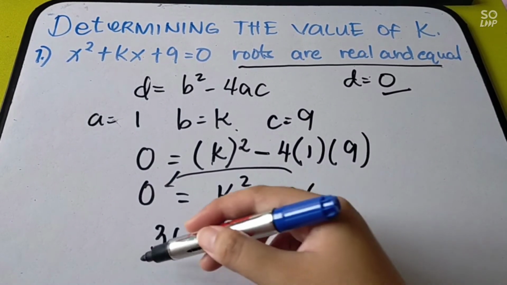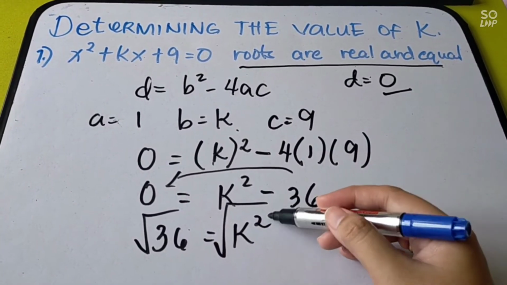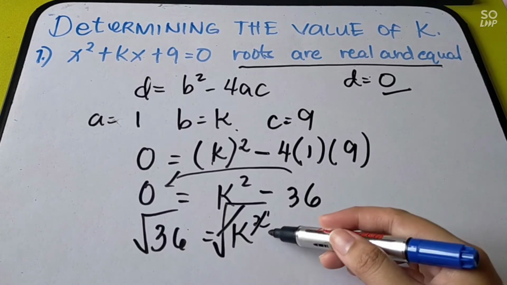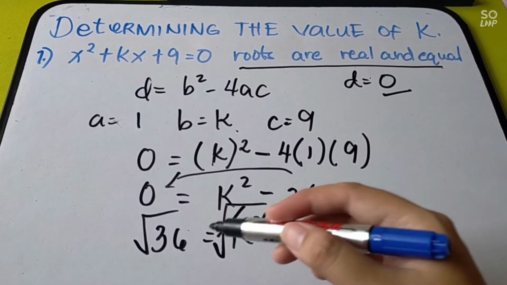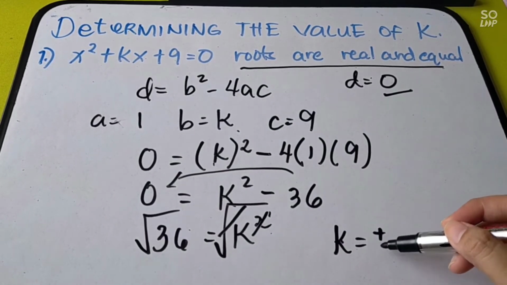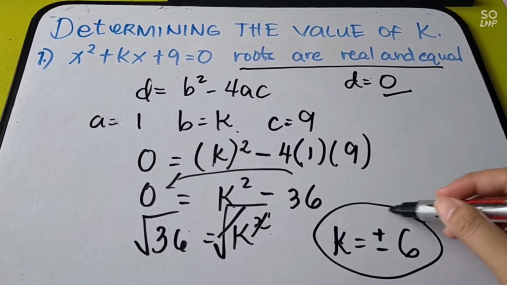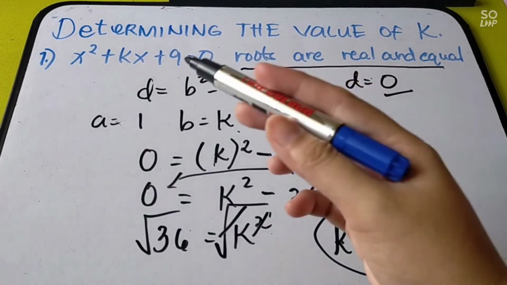Then, square root both sides. Ayan na. So, canceled out k, canceled out squared and square root. So, your k is equal to, since square root yan, it should be positive and negative 6. That is the value of your k.